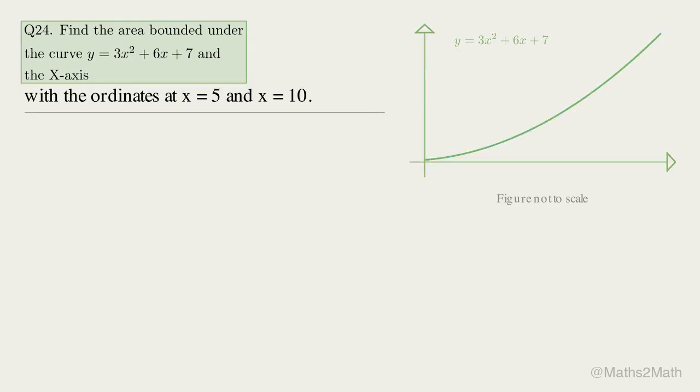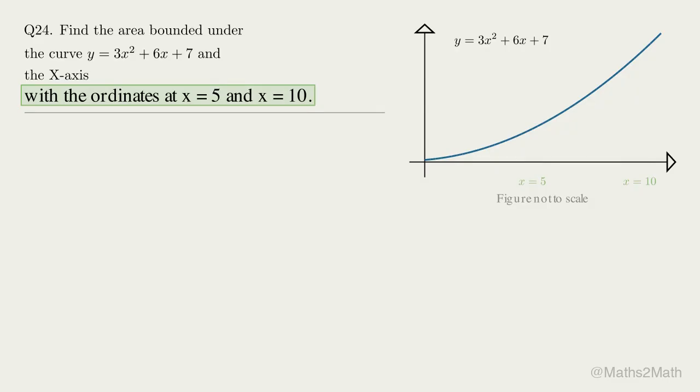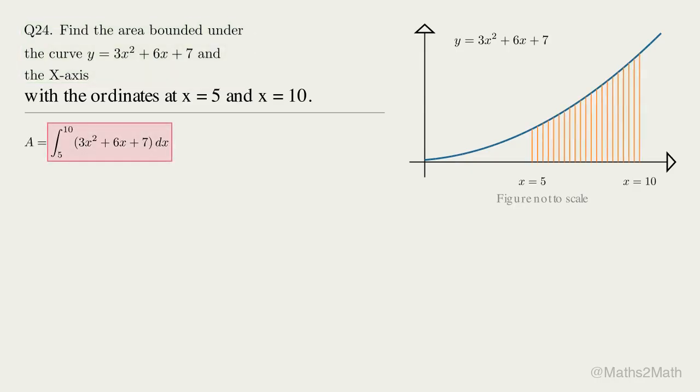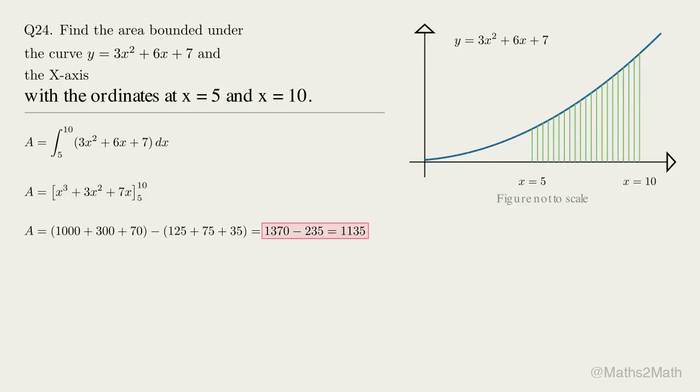Question 24. Find the area under the curve y equals 3x squared plus 6x plus 7 between the ordinates x equals 5 and x equals 10. What does this mean? A definite integral from 5 to 10. The area is the integral of the curve from 5 to 10. The antiderivative is x cubed plus 3x squared plus 7x. At 10, 1,000 plus 300 plus 70, which is 1,370. At 5, 125 plus 75 plus 35, which is 235. The difference is 1,135. Hence, the area is 1,135 square units.